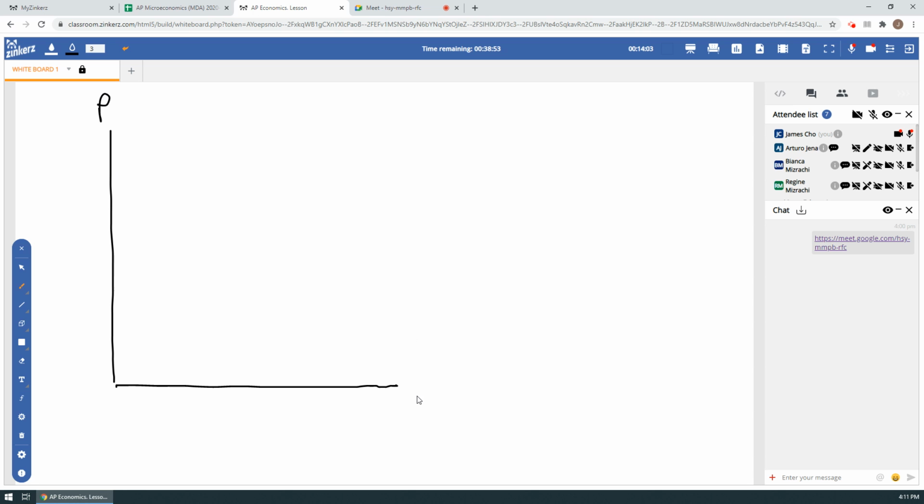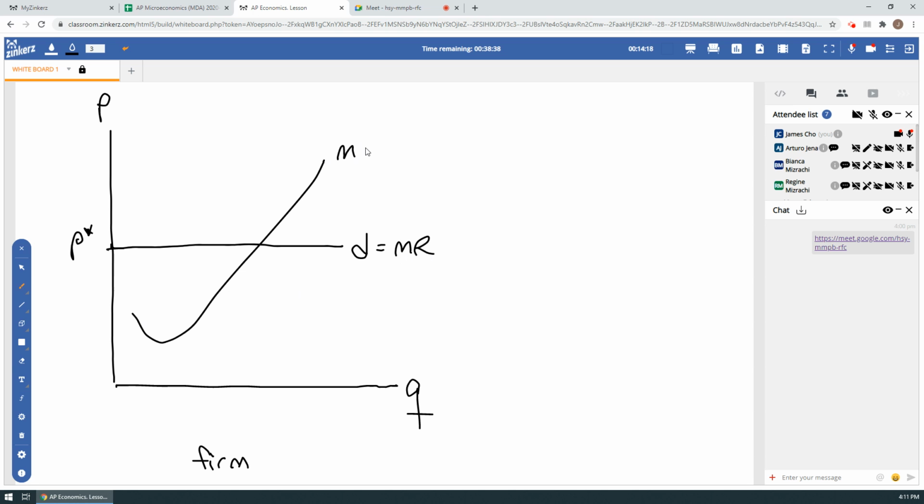P, little q. So this is just for the firm. Here is the market price, which means perfectly elastic demand is equal to marginal revenue. I draw in my marginal cost. I hope you guys are practicing this. It gets super easy once you draw this a couple hundred times. And then to show the short run losses, my ATC curve has to be up here.